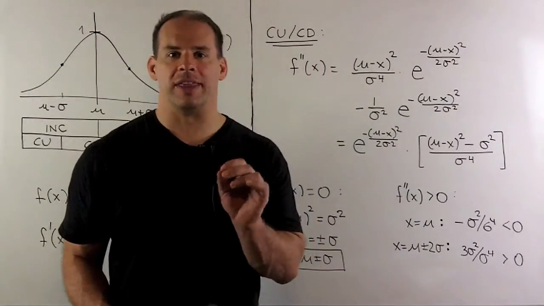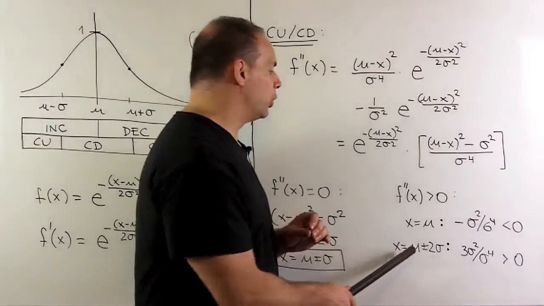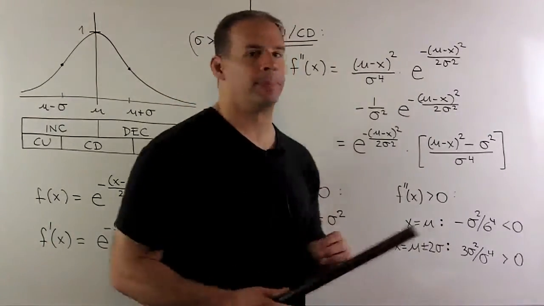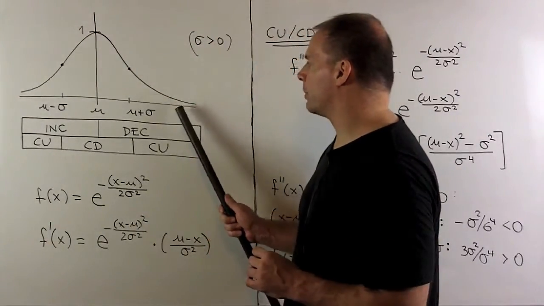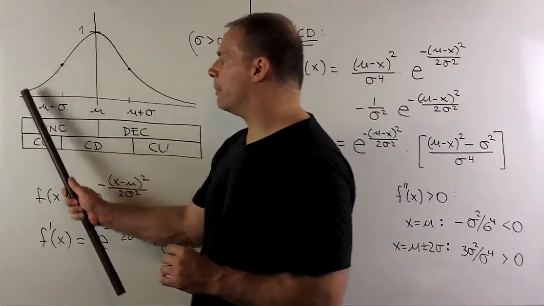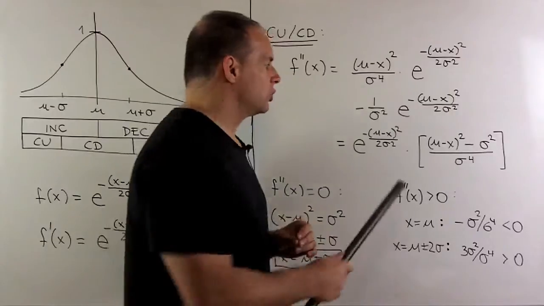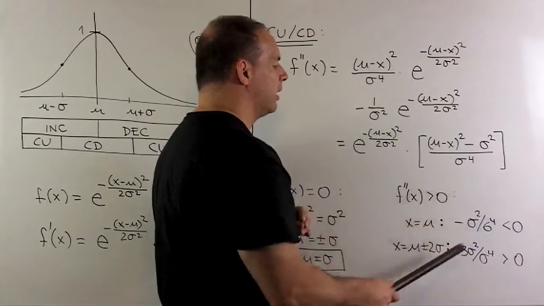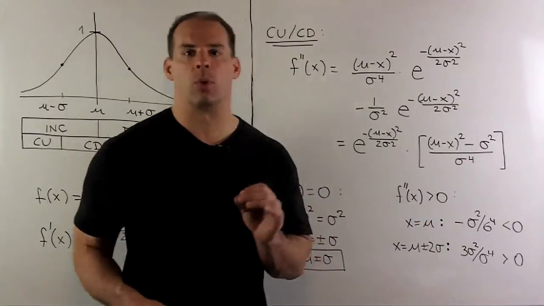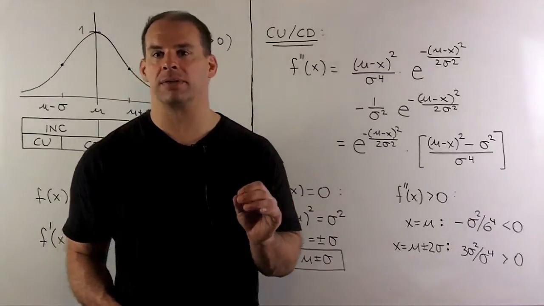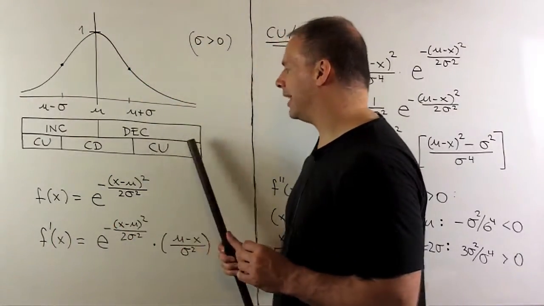To get points that are in the outer regions, I'll use mu plus minus 2 sigma. So mu plus 2 sigma would be over here. Mu minus 2 sigma will be over here. When we put them into our function, we get 3 sigma squared over sigma to the 4th, and that's definitely positive. So we'll have concave up in the outer regions.